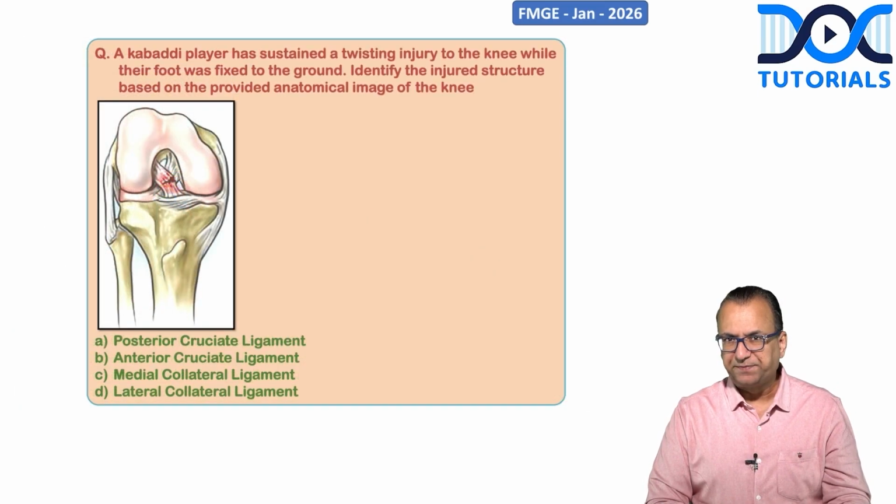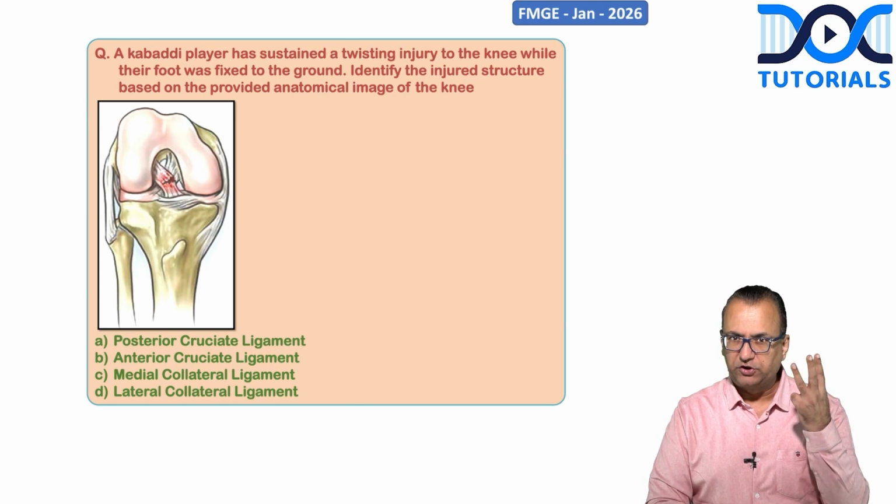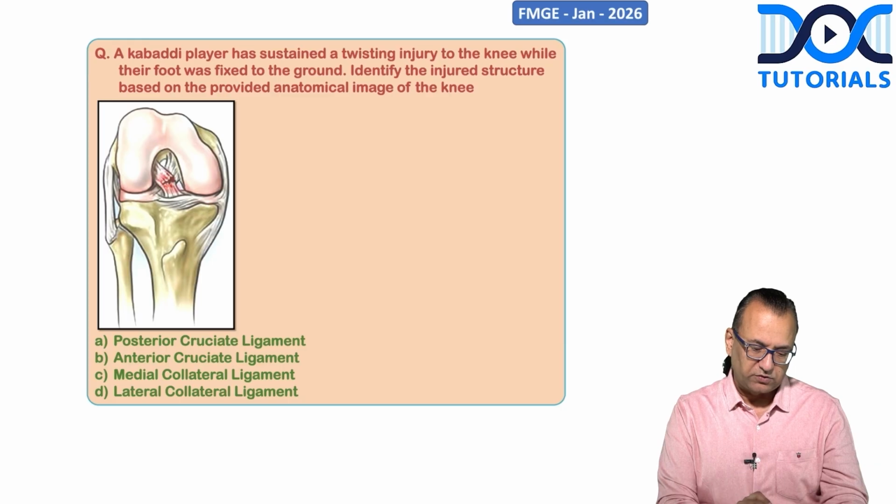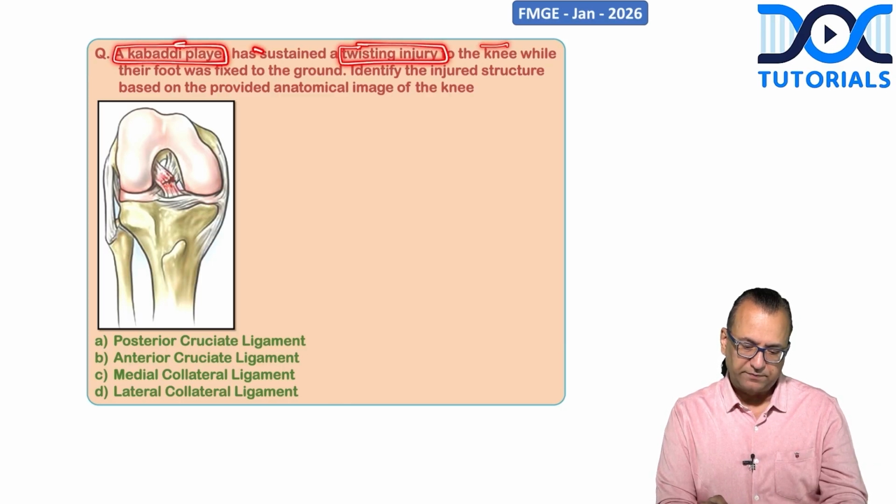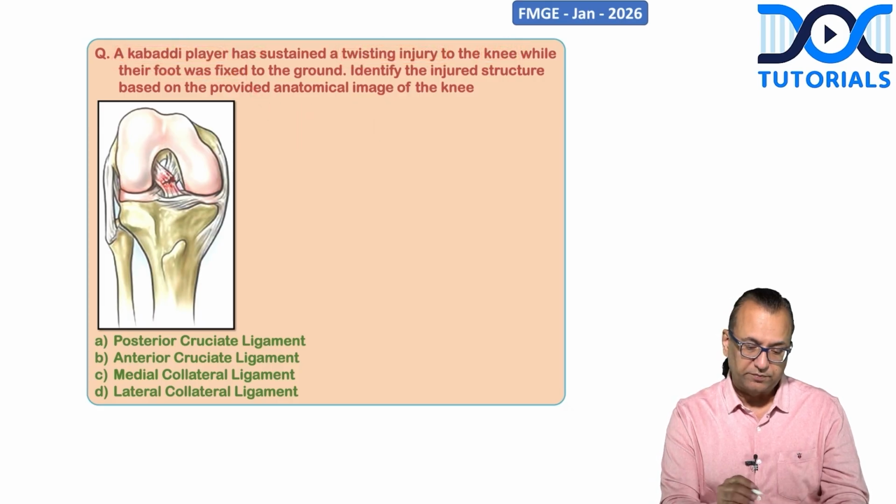A kabaddi player twisting injury to the knee when the foot is fixed to the ground. Terrible triad, 3 ligament injury. Usually happening in American football players, but can happen in kabaddi players also. So kabaddi player twisting injury to the knee while the foot was fixed. This is the mechanism of injury of terrible triad, 3 ligaments injured.